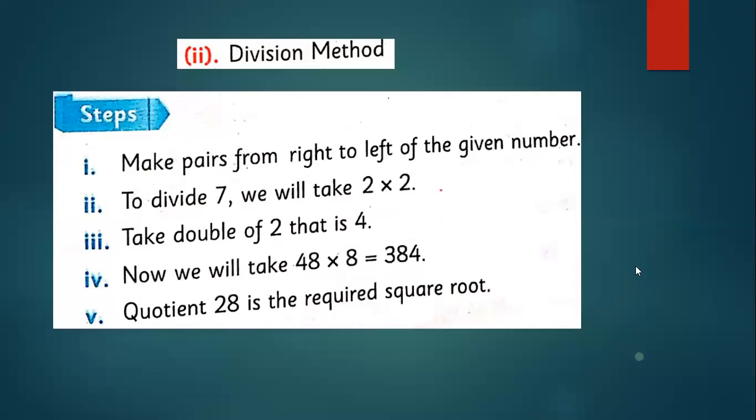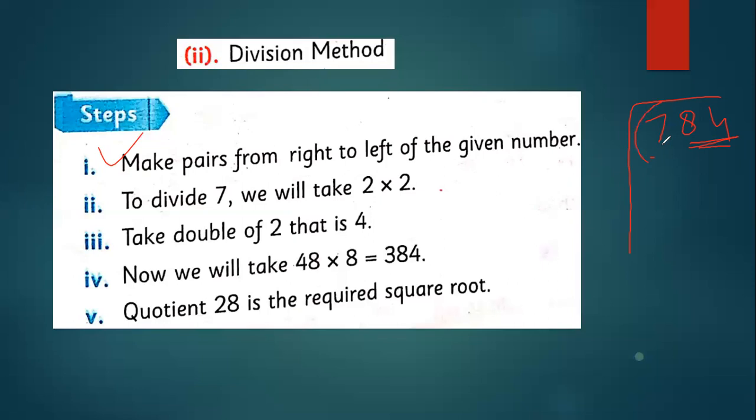This symbol is used for the square root, and we want the square root of what number? 784. First step, make pairs from right to left. This is right and that is left. From the right there is one pair. You keep making pairs, so 84 is a pair. Pair means two numbers.